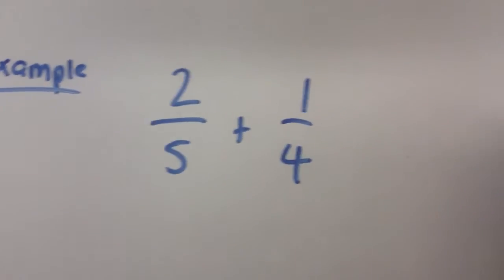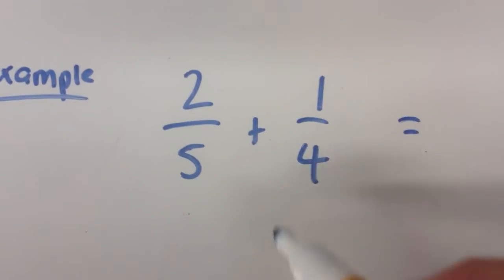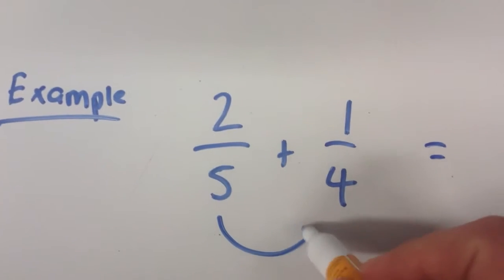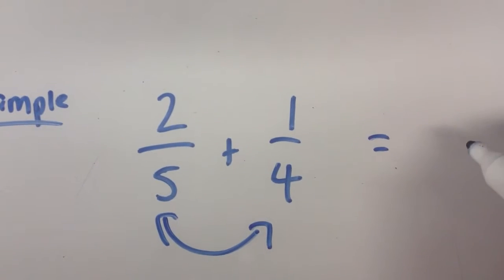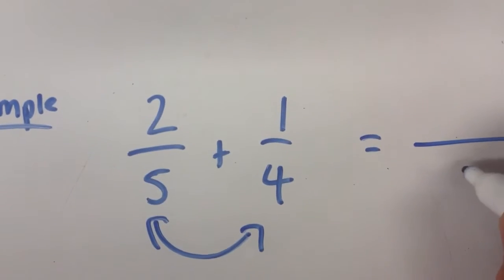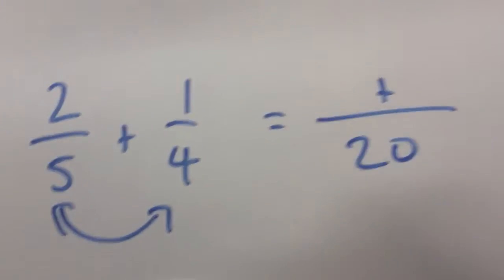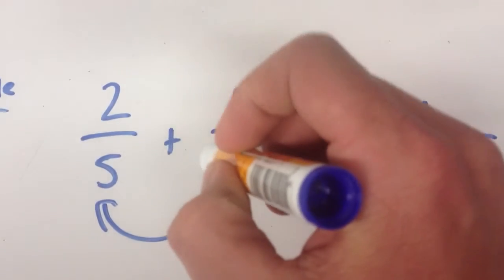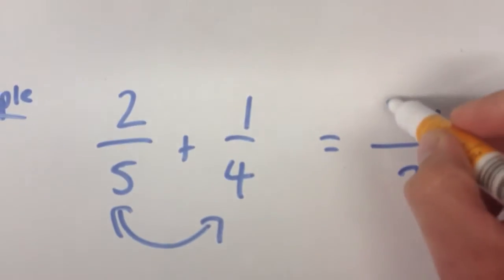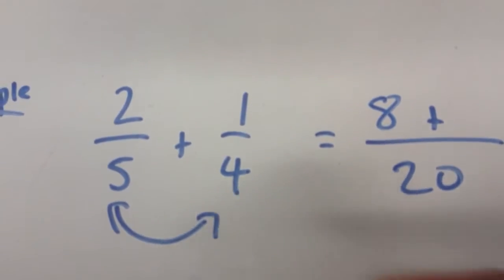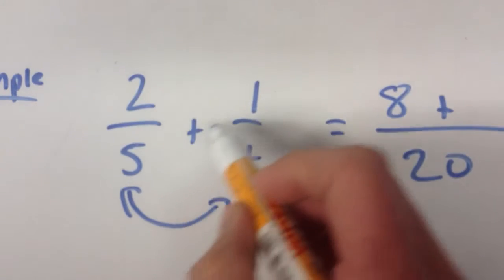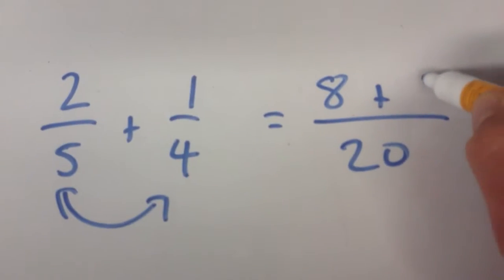Here's another example. This time we won't put Fractionstein in. Let's just work across the table here. So the first thing we do is we're going to times the two bottom numbers together, the two denominators. So 5 times 4 is 20. Then I cross multiply. I go 4 times 2, and that's 8. And then I go 5 times 1, well that's 5.